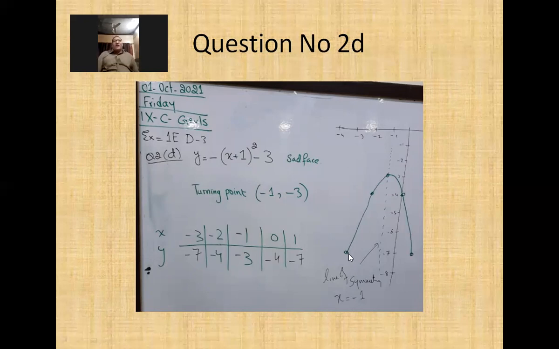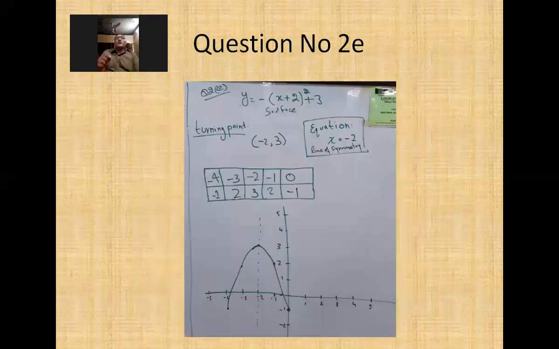Then I will draw a vertical line passing through the turning point. That will be the line of symmetry. So a vertical line is x equals a constant, and that is x equals minus 1. So the equation of this line will be x equals minus 1. So that was question number 2d part.